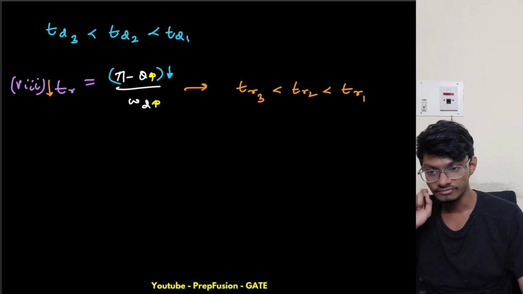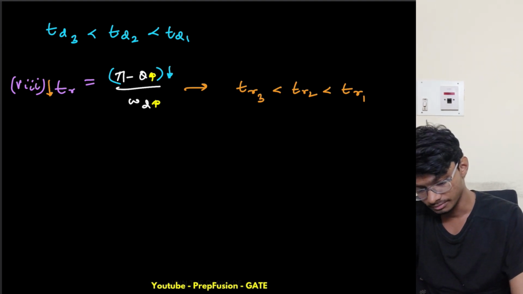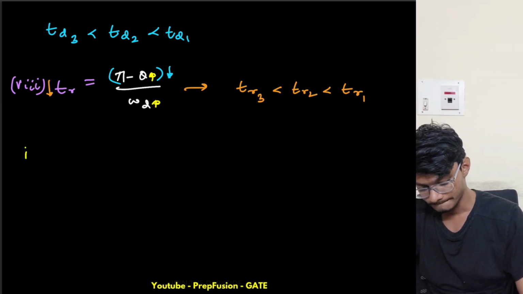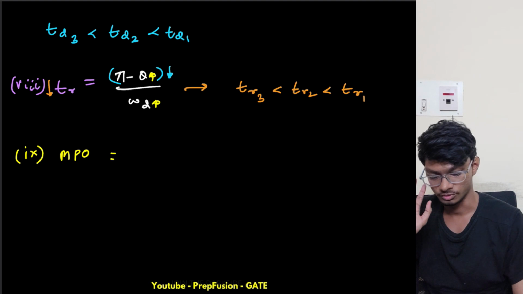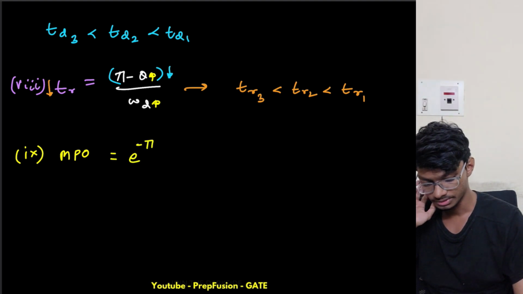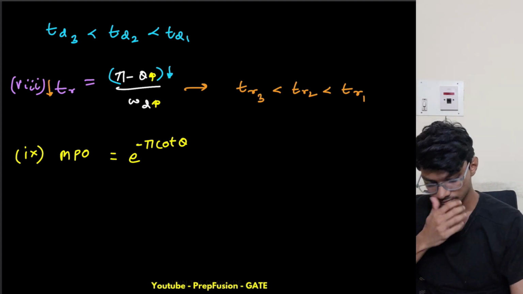Is there anything else left? Yes, there is one more parameter. Tell me, what is it? It is the maximum peak overshoot, right? So what is the formula of maximum peak overshoot? It is basically e raised to power minus pi cot theta.